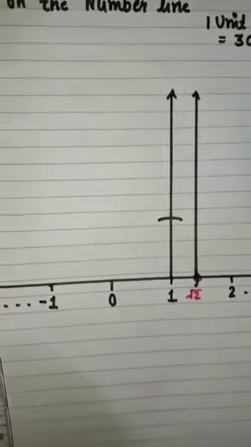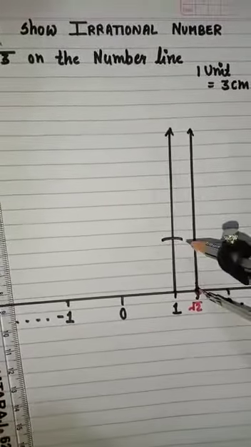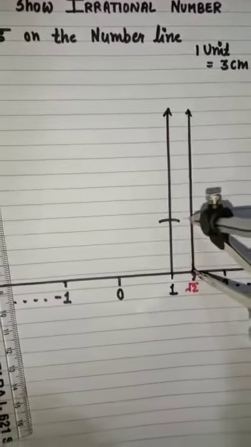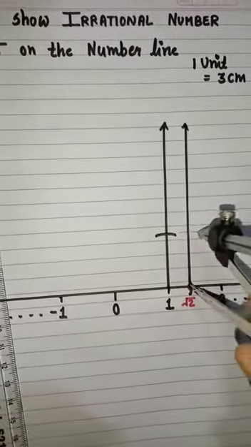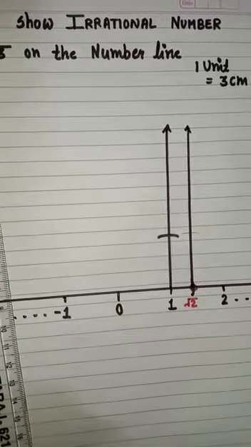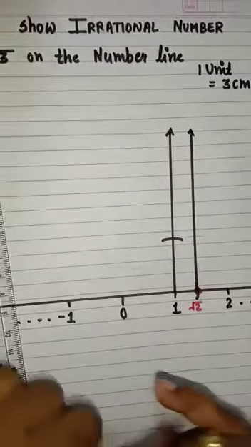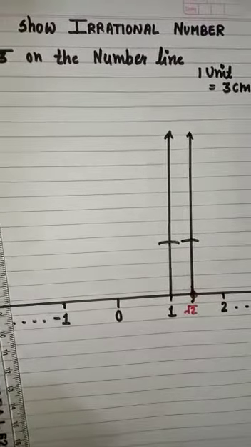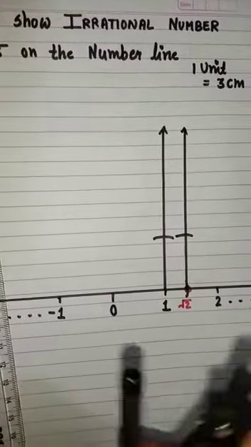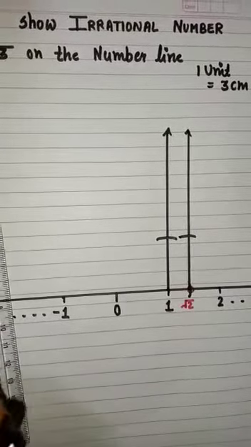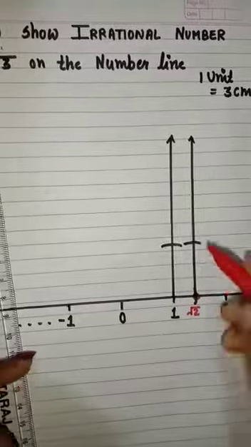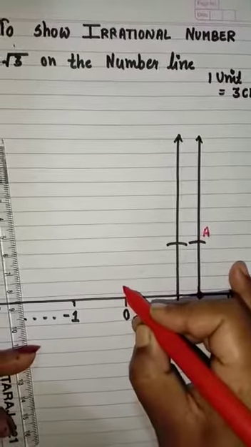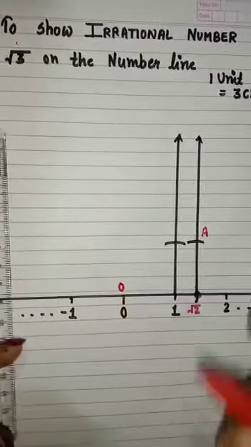Now I am going to put the steel point of the compass on root 2, and I am going to draw the arc on this perpendicular. The arc is drawn with the help of the compass only. I'll give the name A to the point where the arc meets the perpendicular, and this 0 I'll name O.